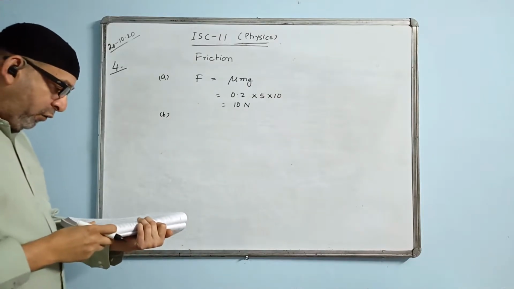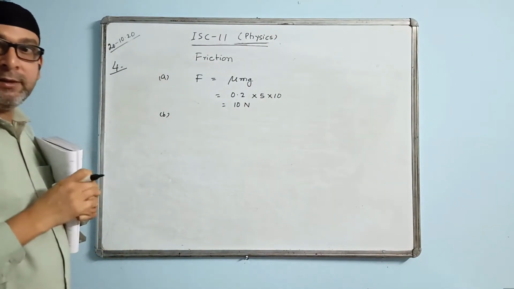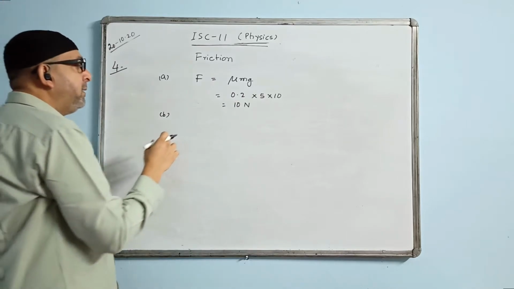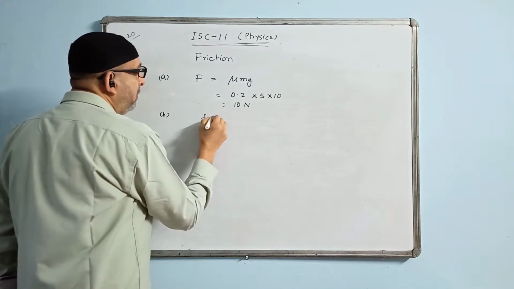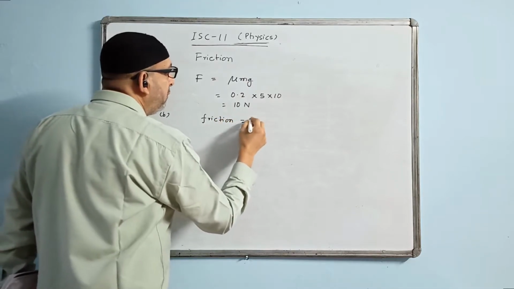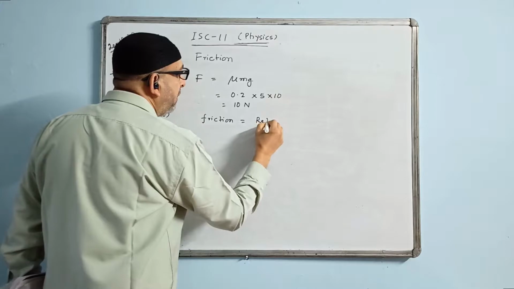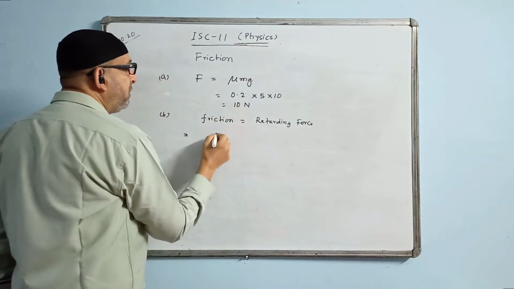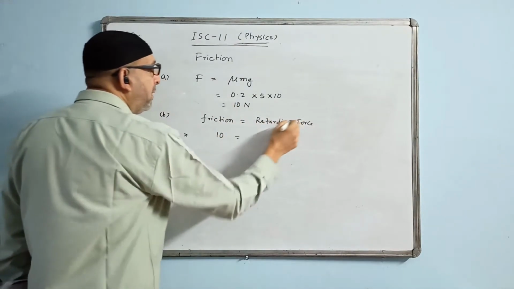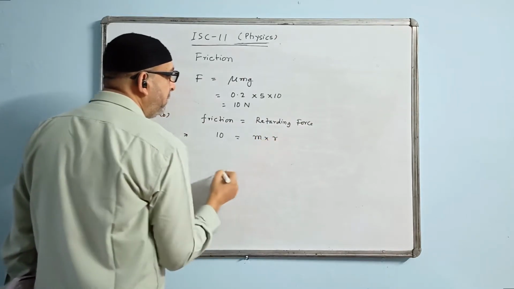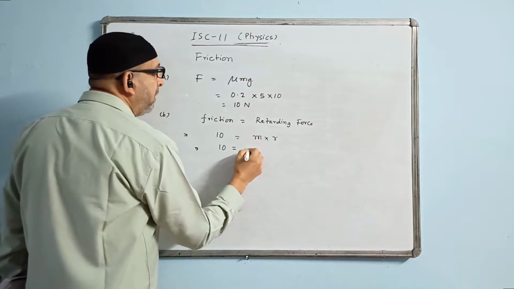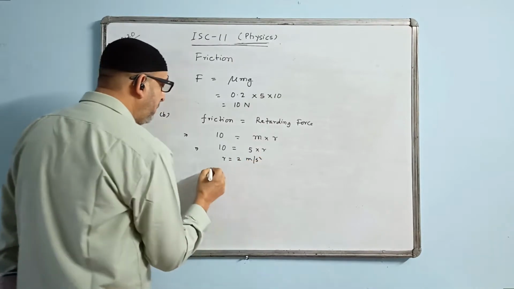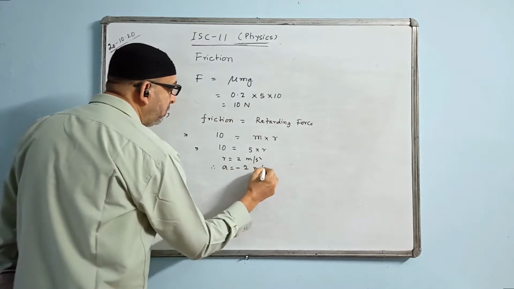Second part. If the force is removed, how soon will the body come to rest? When the force is removed, that friction will bring it to rest. That means friction will be equal to the retarding force. Friction value is 10. Retarding force formula is mass into retardation, m into a. You get 10. Mass is 5. Therefore, a value will become minus 2 meter per second square.